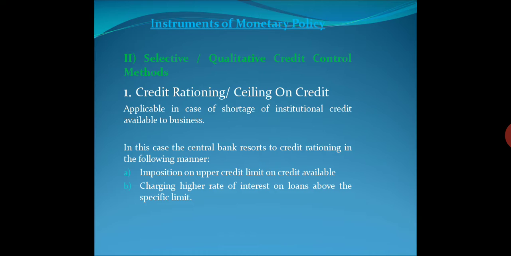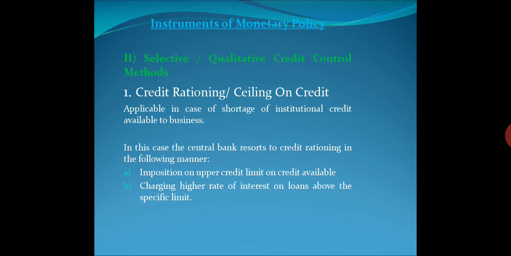This concept can be explained with the help of an example. Supposingly, a big business house requires a credit amounting to rupees 100 crores, but the ceiling that has been put for provision of credit is 80 crores. So in that case, there is a ceiling on the credit limit available. So the ceiling is on the 80 lakhs.